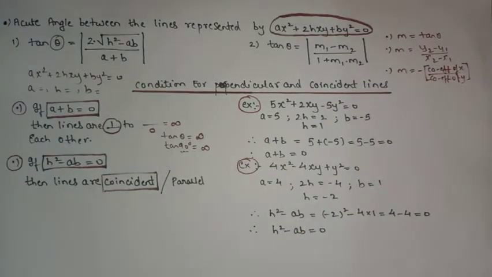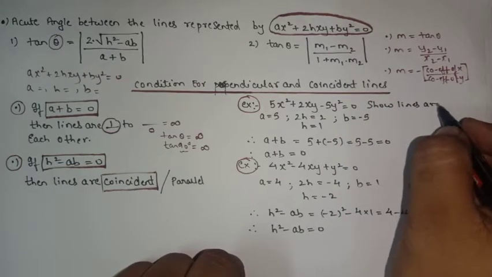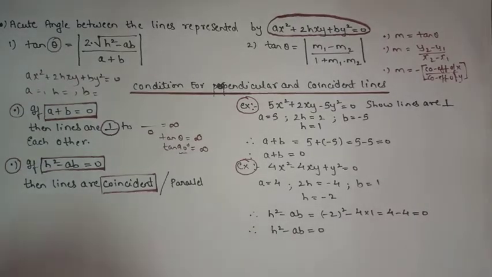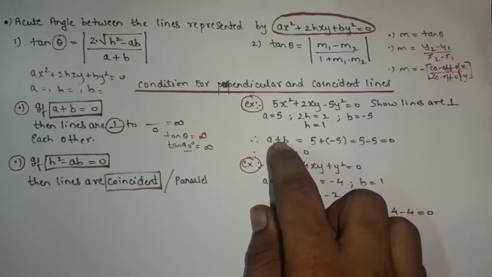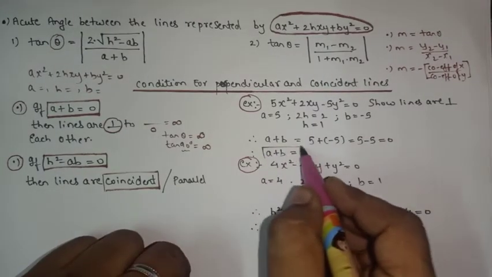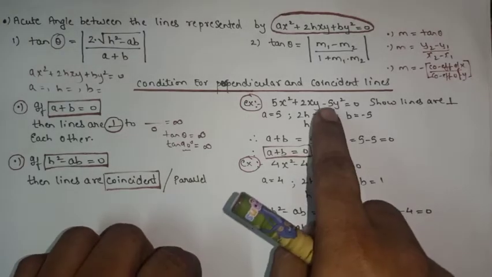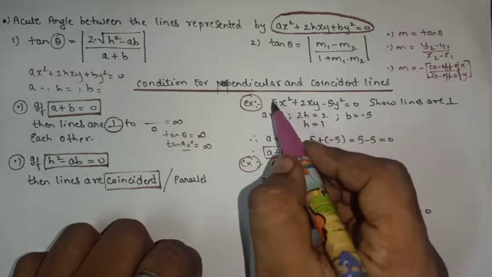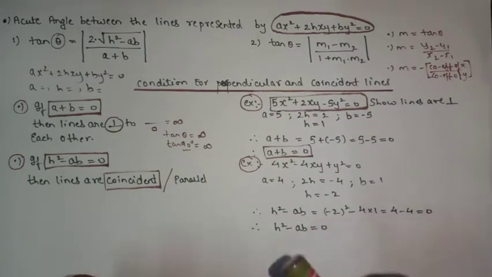Suppose in the question it says show that the lines are perpendicular. We have to show that the lines are perpendicular. So simply what you will do, you will find the values of a, h, b, take a plus b. If a plus b is equal to 0, that means we can say that the lines represented by this equation are perpendicular to each other.